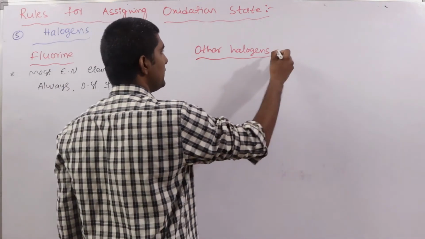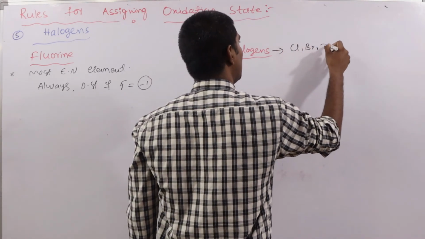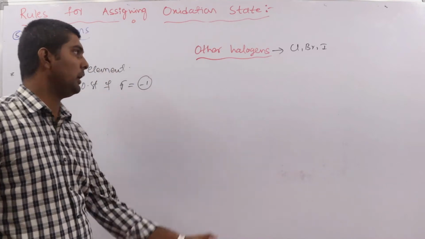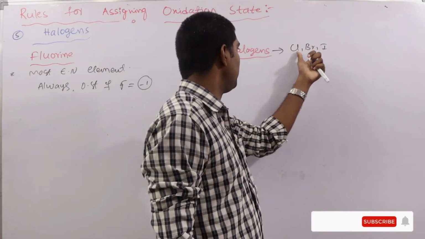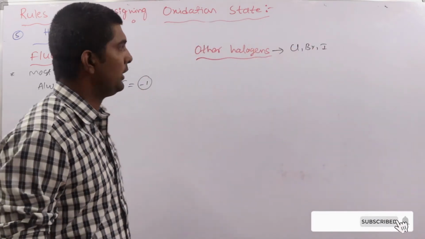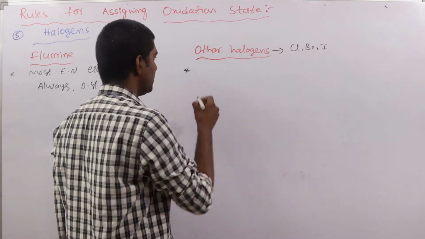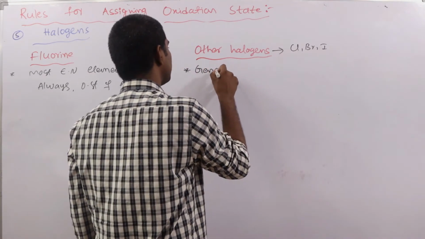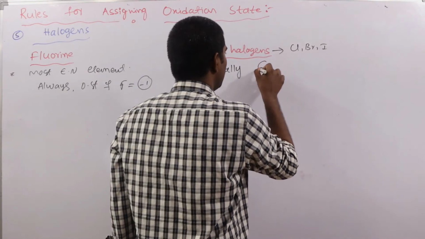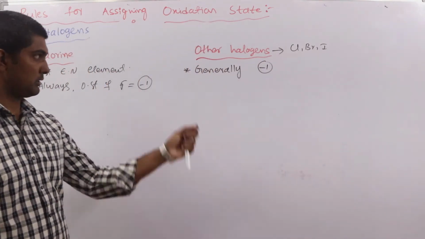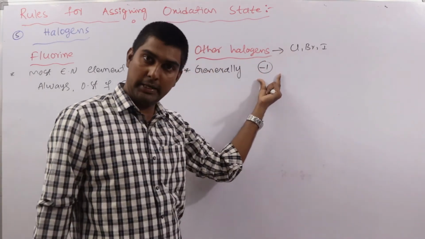For the other halogens, here generally we discuss chlorine, bromine and iodine only. Astatine is a radioactive element, generally we won't discuss that. So mostly we discuss chlorine, bromine and iodine only. For other halogens, here again two cases. Generally -1. Okay, generally the oxidation state of the halogens chlorine, bromine, iodine is -1.